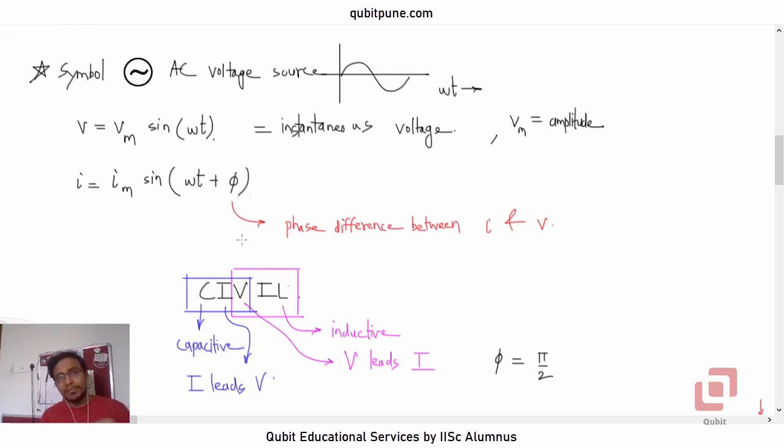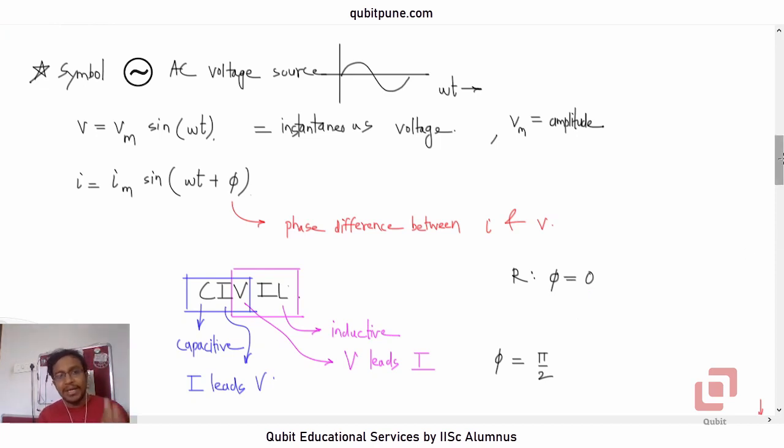But we generally don't specify the sign of the phase angle; we prefer to say which quantity leads and which quantity lags. So always remember this CIVIL. And for a resistor, phi is 0. If our circuit is purely resistive, then phi is 0. There is no phase change taking place.